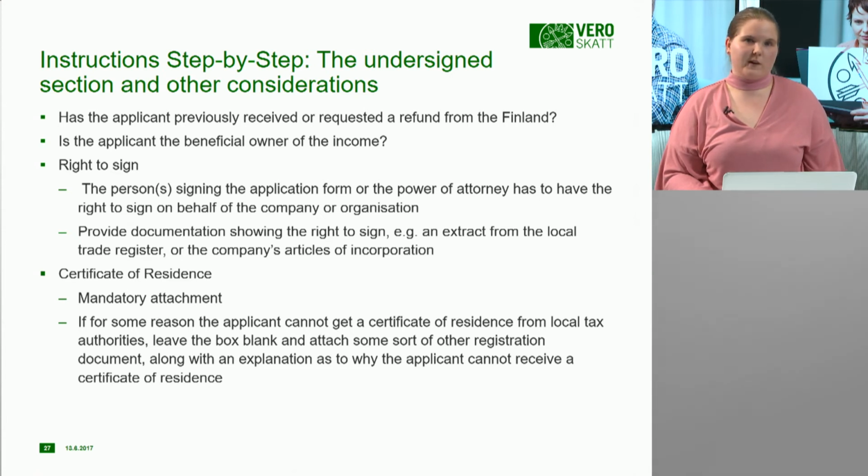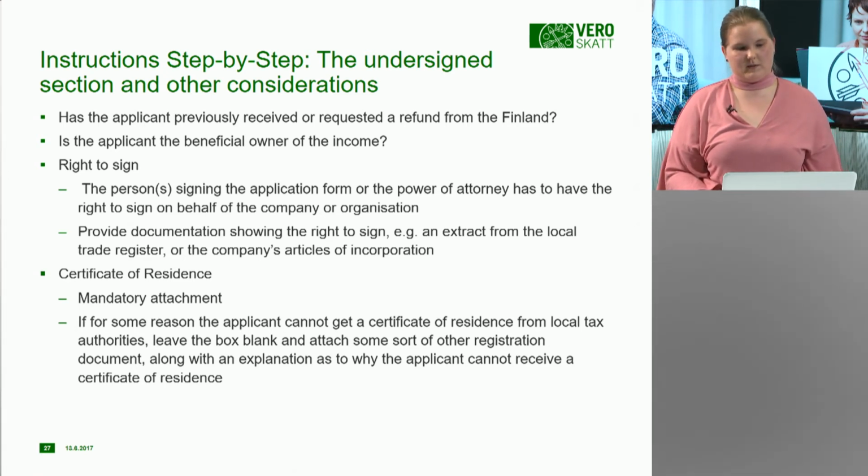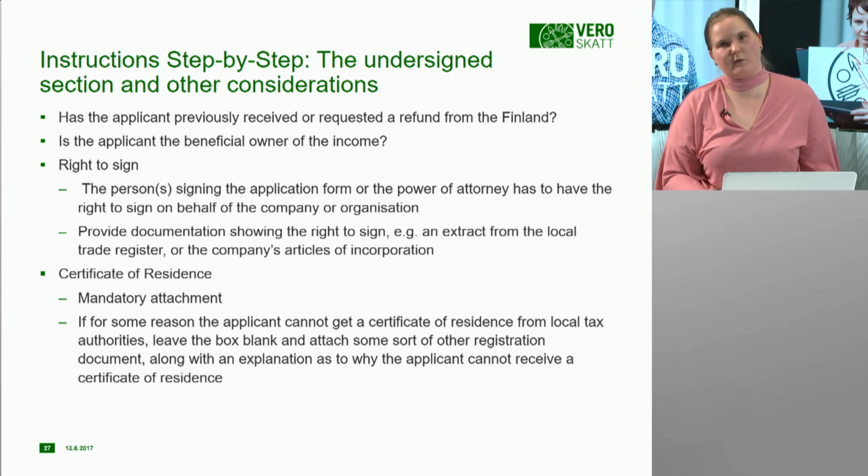And then the certificate of residence. This is again a mandatory attachment. Older versions of the form used to have a section where you could just put a stamp. That is no longer possible. You have to attach a separate certificate of residence. Now again, if for some reason you cannot receive one of these certificates of residence, leave the box blank and then attach some sort of other registration document, as well as an explanation on why you can't receive a certificate of residence.